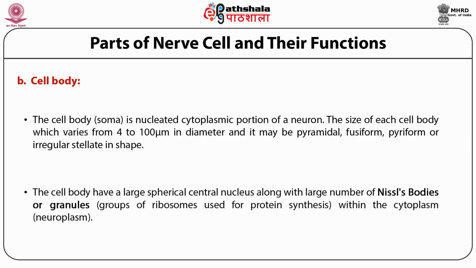The cell body has a large spherical central nucleus along with a large number of Nissl bodies or granules. These are groups of ribosomes used for protein synthesis within the cytoplasm. The cytoplasm of the cell body is also called neuroplasm.